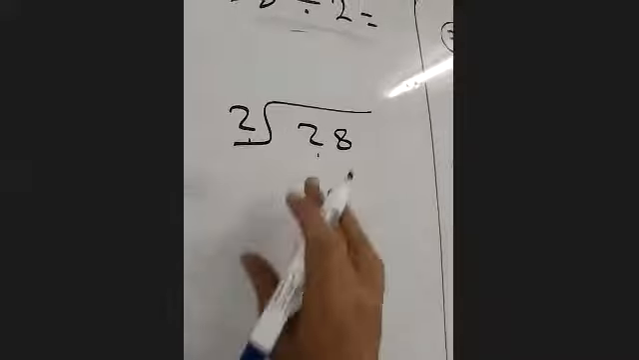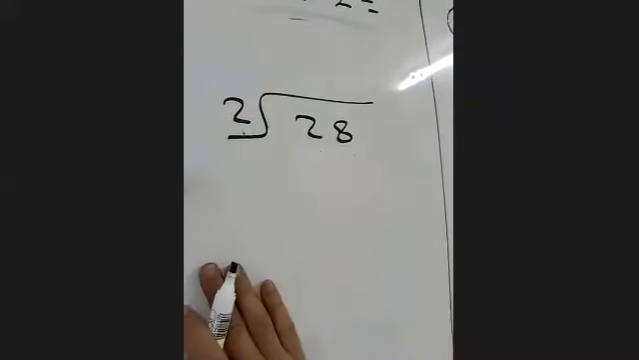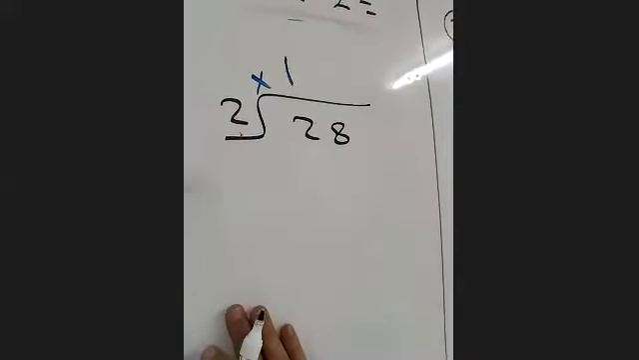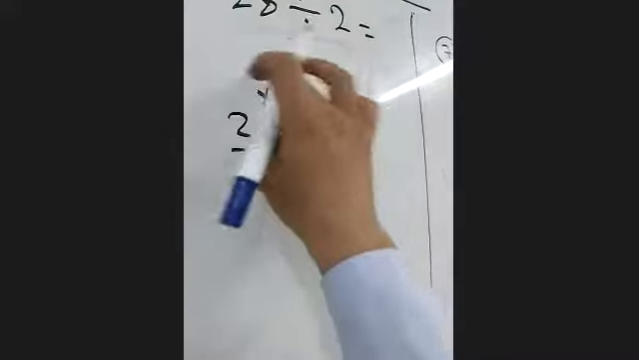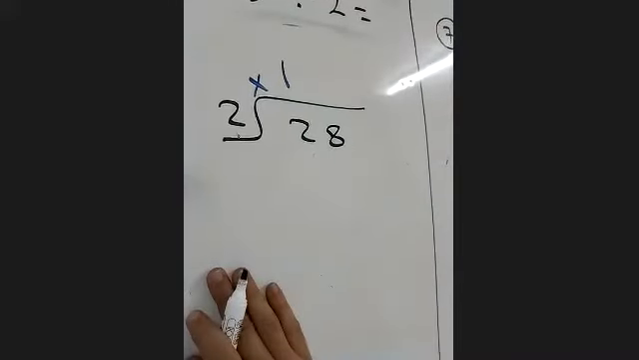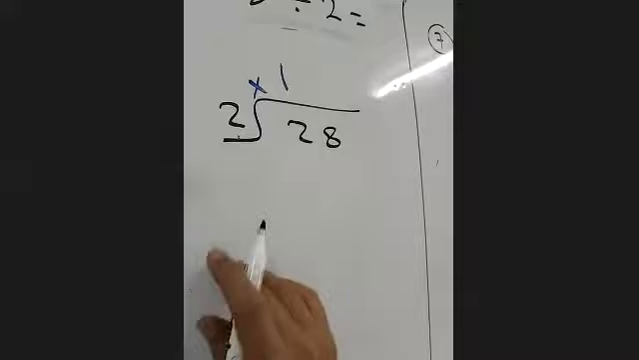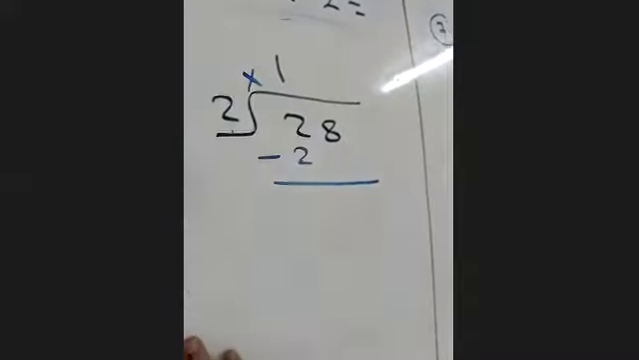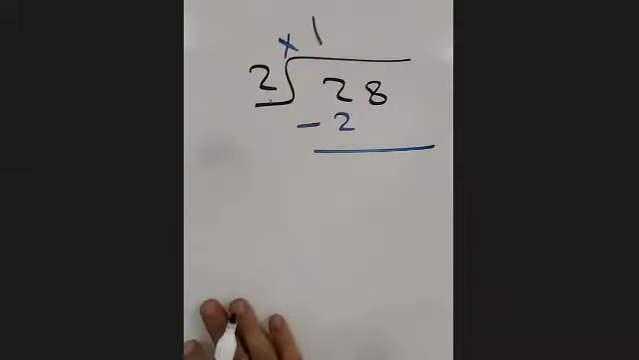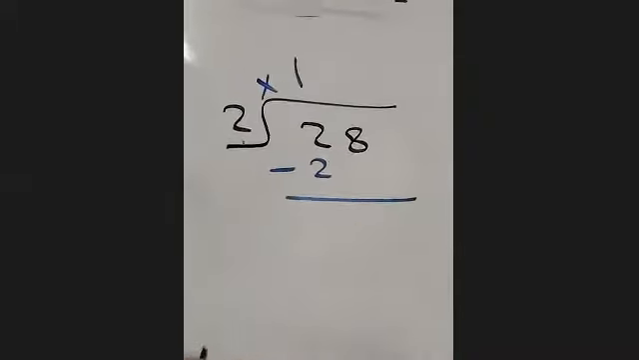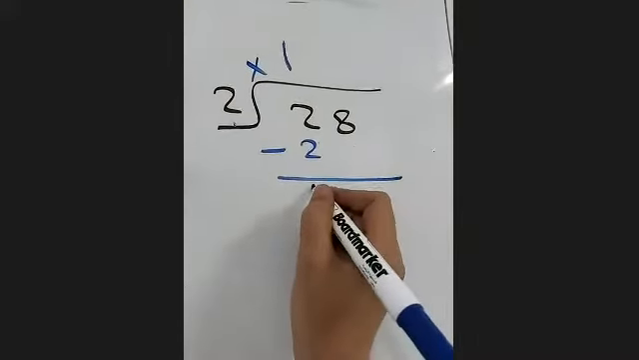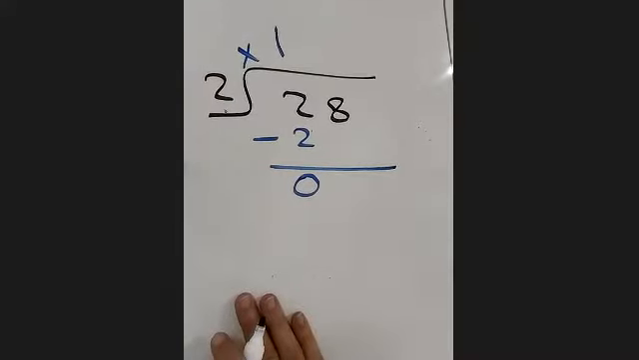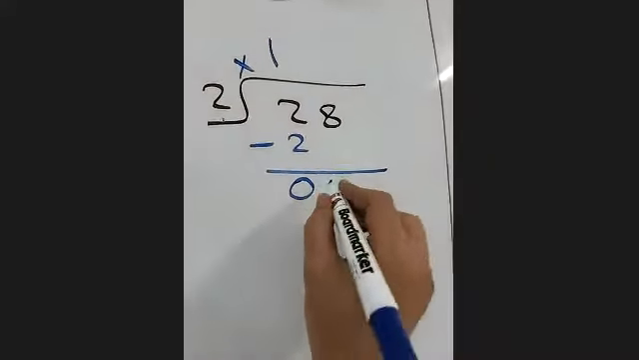Where will I put the 1, ya Muhammad? Up. Then I do what? Multiply, right? 1 multiply 2, how much, ya Muhammad? 2, under 2. Then I make what? Subtraction, right? 2 minus 2, how much? 0. Then what will I do, Muhammad? Put the 8 down. Mumtaz.